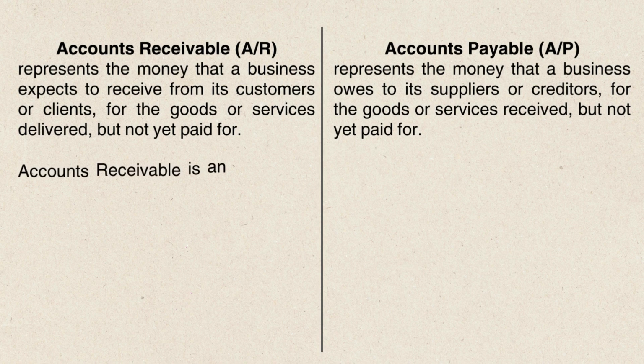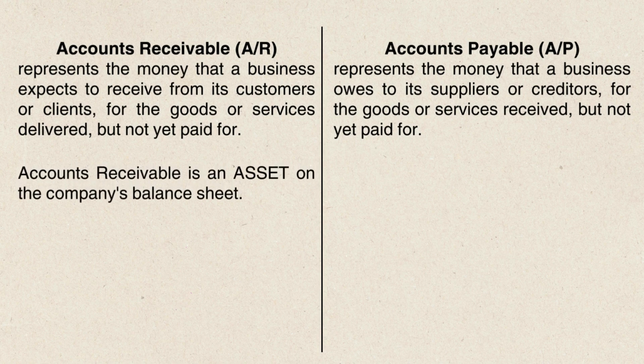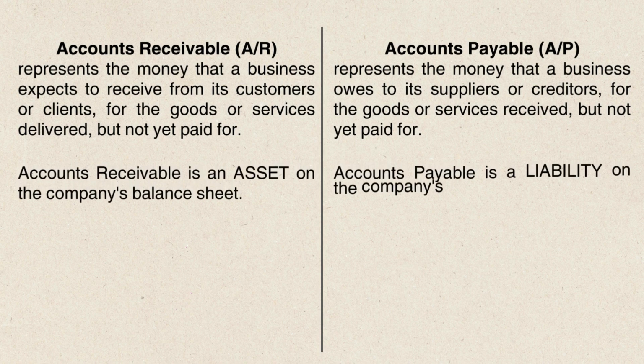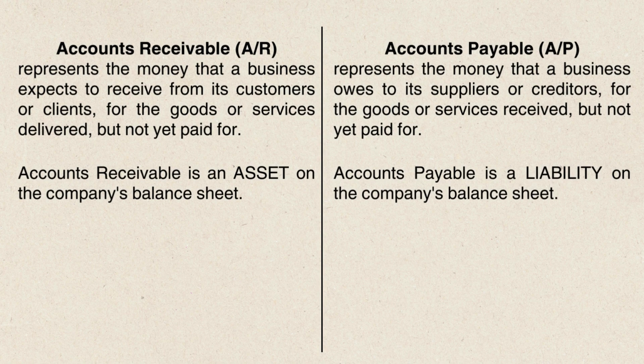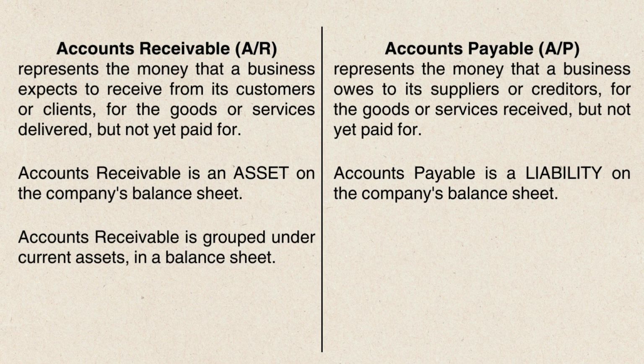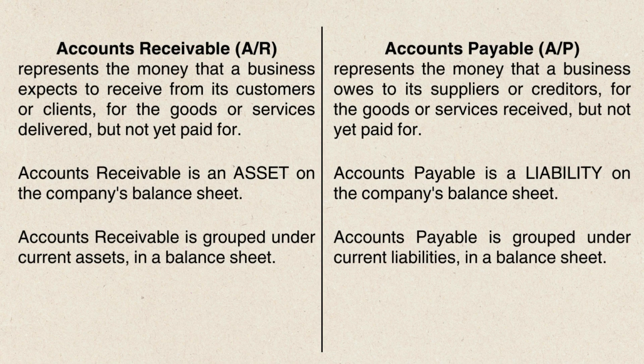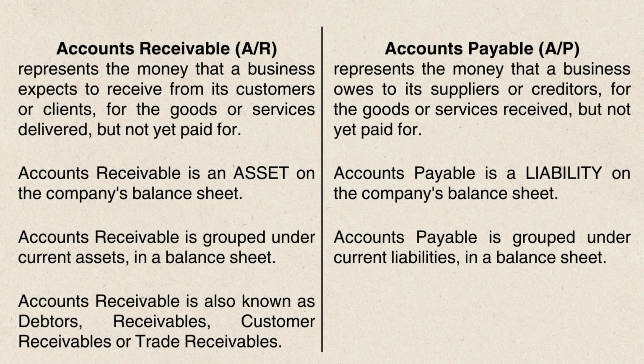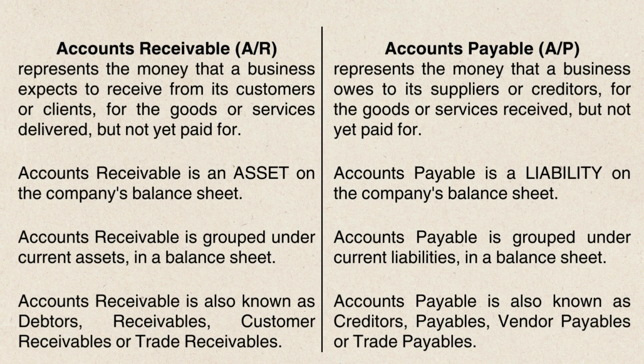Accounts receivable is an asset on the company's balance sheet, whereas accounts payable is a liability on the company's balance sheet. Accounts receivable is grouped under current assets in a balance sheet, whereas accounts payable is grouped under current liabilities in a balance sheet. Accounts receivable is also known as debtors, receivables, customer receivables or trade receivables. Accounts payable is also known as creditors, payables, vendor payables or trade payables.